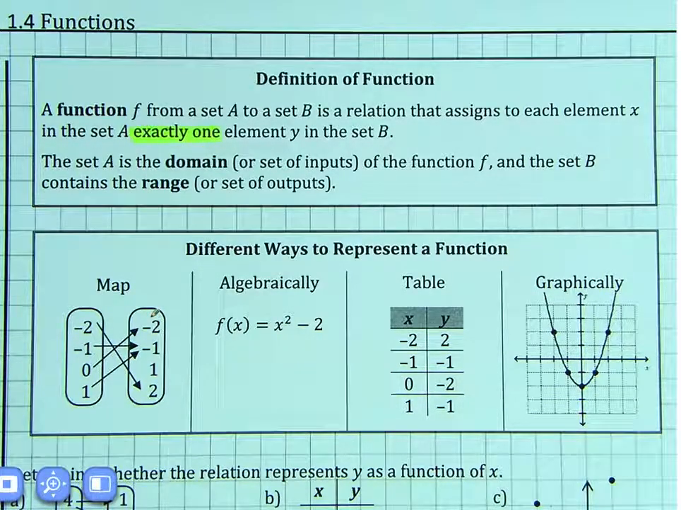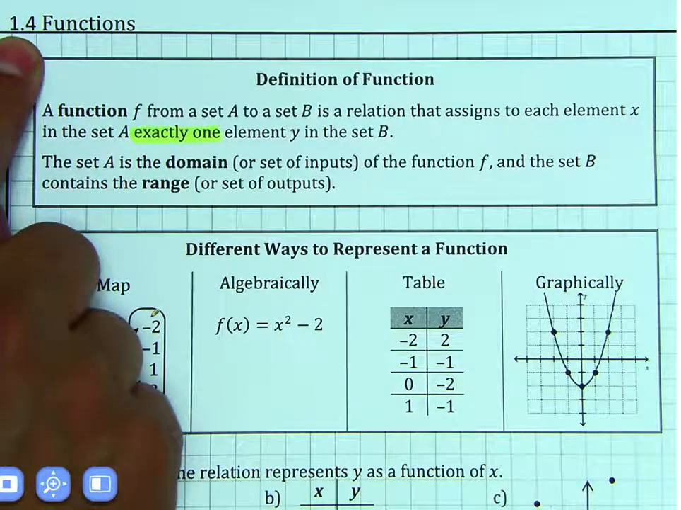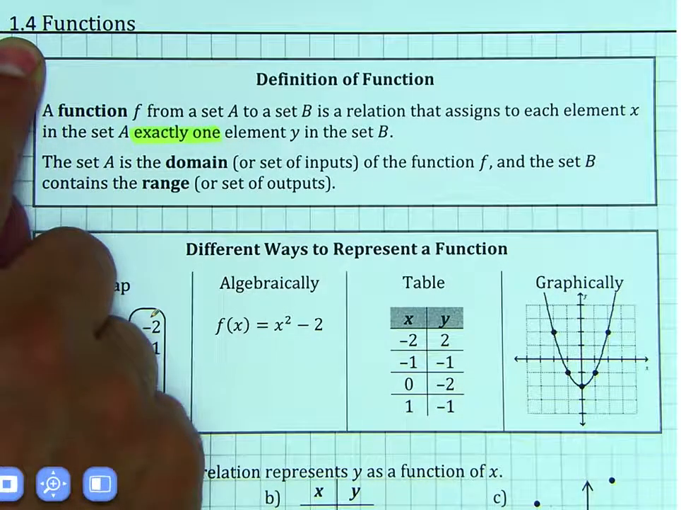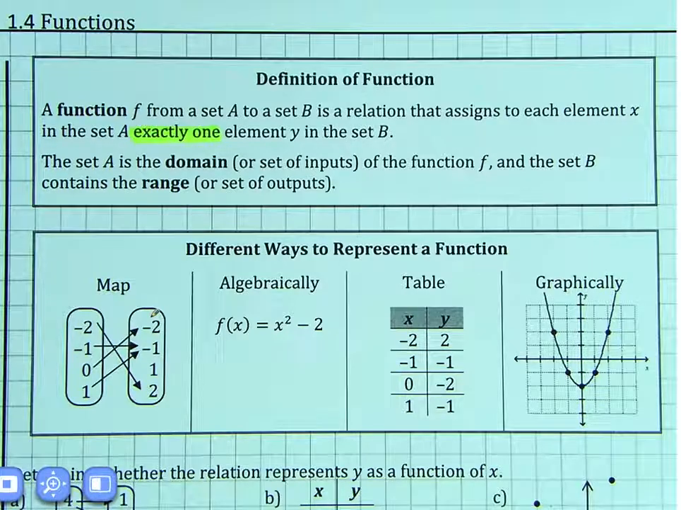Good morning. Today we are going to cover section 1.4, functions. And functions is something that you guys covered back starting in Algebra 1, and you reviewed it in Algebra 2. So therefore this will seem like just a quick review.